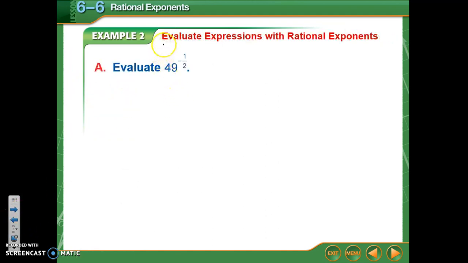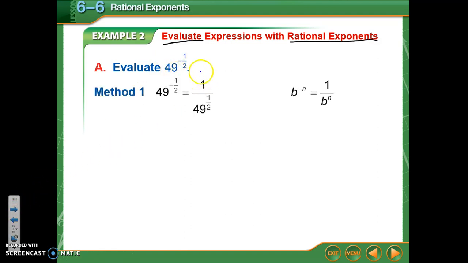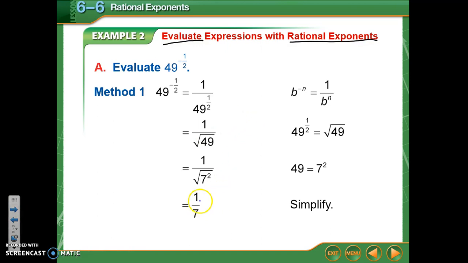All right, so now we're going to talk about evaluating expressions that have rational exponents. And there are different ways you can do this. I'm going to show you two methods here. In this first one, I have 49 to the negative 1/2. So this negative 1/2 is my exponent. My first method is to start with the exponent rule. Well, a negative exponent means reciprocal, right? So 49 to the negative 1/2 is 1 over 49 to the 1/2. 49 to the 1/2 is the same as the square root of 49. The square root of 49 is 7, so that ends up giving me 1/7. So the negative exponent flips to the denominator, rewrite exponential form in radical form, and simplify.